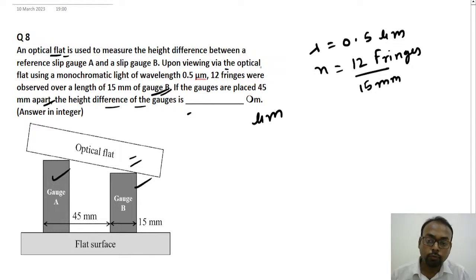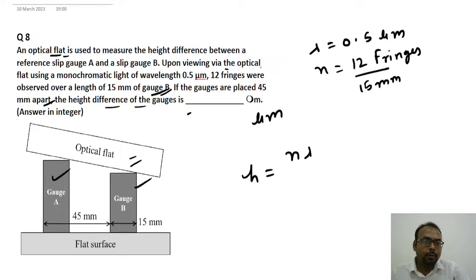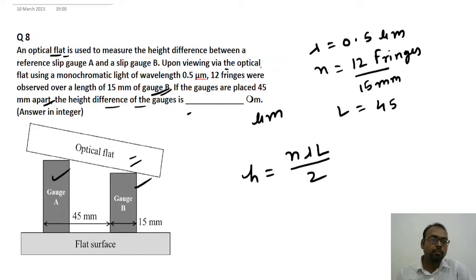So this is what we have to find out. You see, there is one direct equation to find out the height difference, and that is given by n lambda L divided by 2. Here, L is the difference between the two gauges, that is 45, right? So you just need to put all the values in the same unit and you will have your answer.